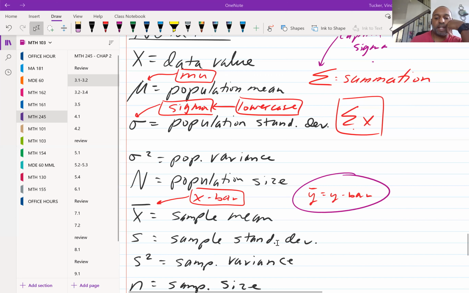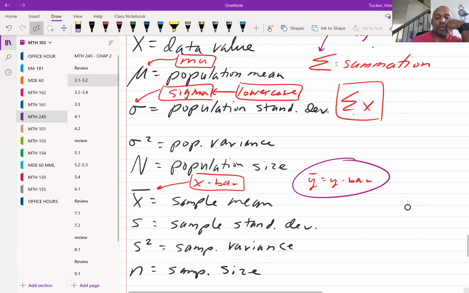Lowercase s is the sample standard deviation, and s squared is the sample variance. And lowercase n is your sample size.